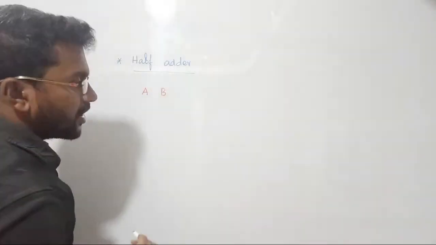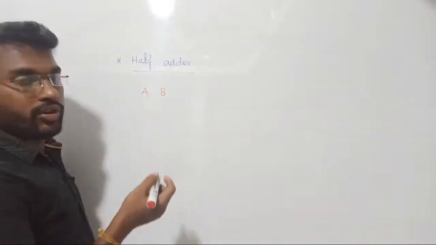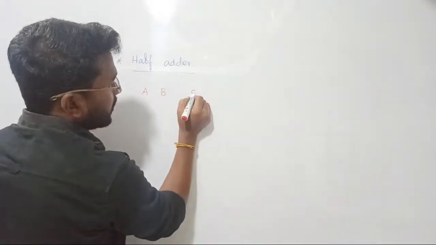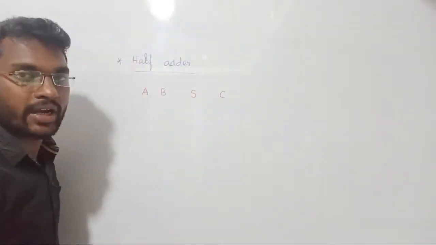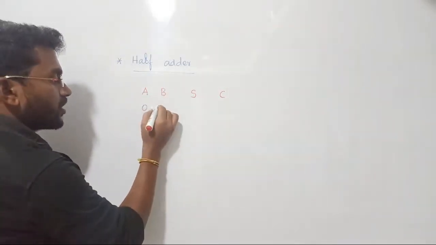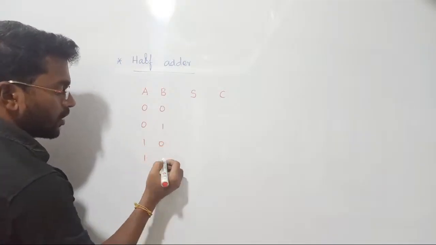Now while performing addition, whenever we add any variables, it will generate two things. One is, while adding these two bits, we are going to get the resultant value. With this, sometimes carry will be generated. So carry will be generated. Let us write the answer. For AB there are four possibilities: 00, 01, 10, 11.